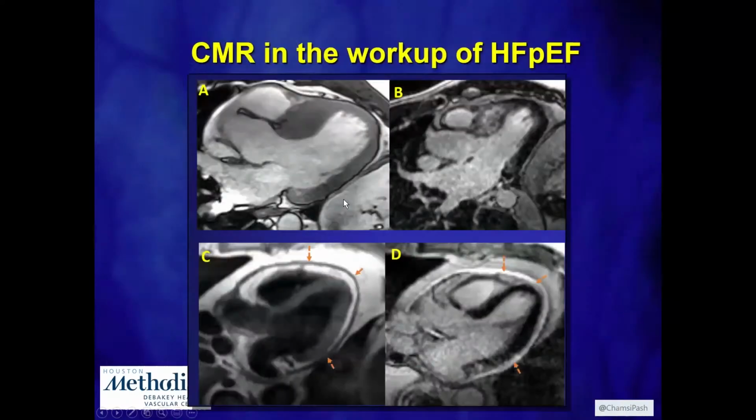Now, where MRI adds another potential role is in the workup of patients with HFpEF. This is a patient who has the classic sigmoid septal hypertrophy, hypertrophic cardiomyopathy, with patchy myocardial fibrosis seen in this hypertrophic segment. But this is a patient who was diagnosed with HFpEF, but actually he has a thickened pericardium on this T2 weighted image, along with significant late gadolinium enhancement consistent with constrictive pericarditis.